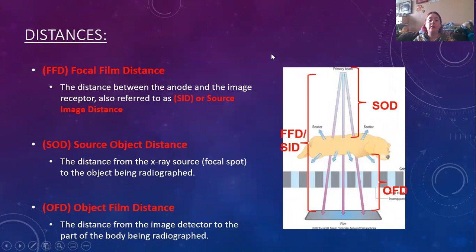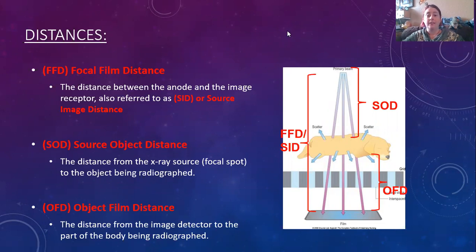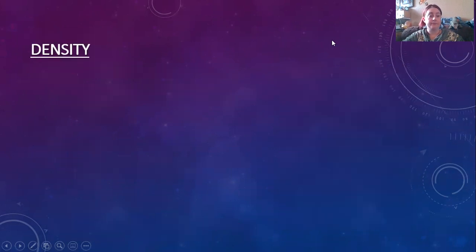Distances we consider here. Focal film distance is the entire distance from the head of the machine to the receiver, whether that be a plate or the receiver, which can either be film or it can be the computerized receiver. The SOD, the source object distance, is going to be the distance from the head of the machine to the patient, and the object film distance is going to be the distance from the patient to that sensor. So source object distance plus object film distance is going to equal focal film distance or source image distance.